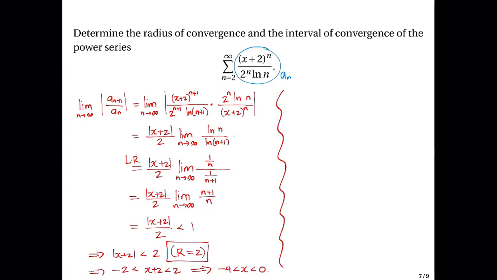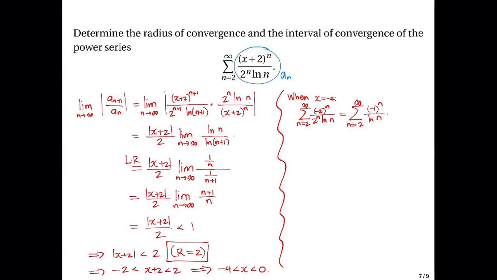Okay, we check the endpoints. Let's start with negative 4. So when x equals negative 4, you'll get the series negative 2 to the n over 2 to the n ln of n, n from 2 to plus infinity. Or simply, you will have the series negative 1 to the n over ln of n, n from 2 to plus infinity.